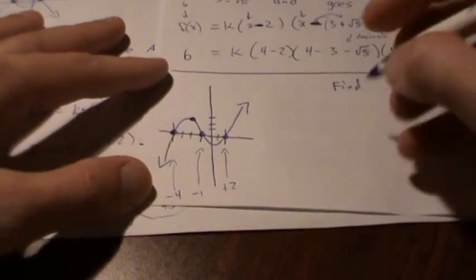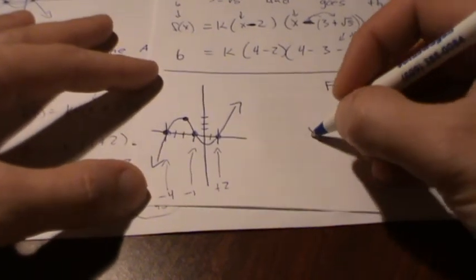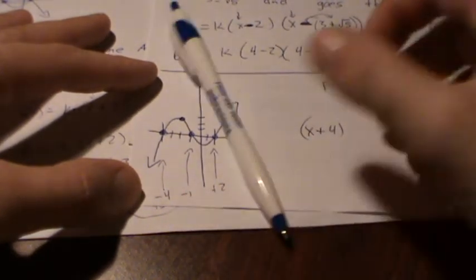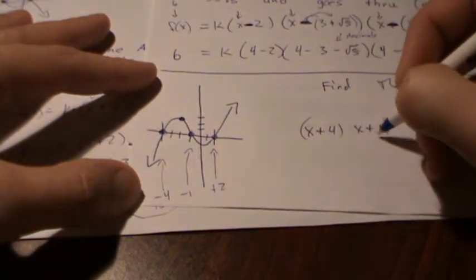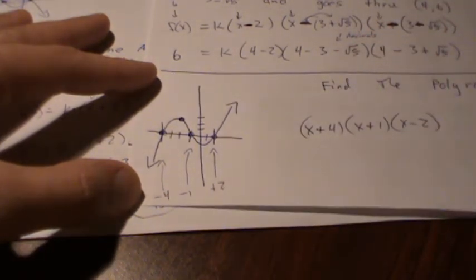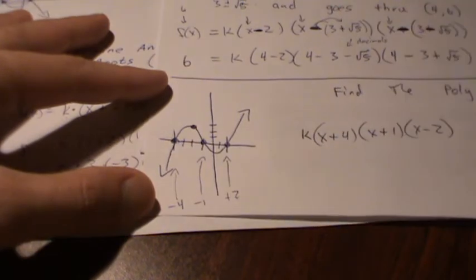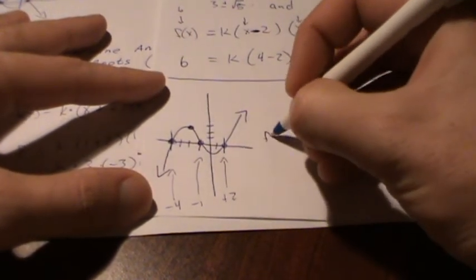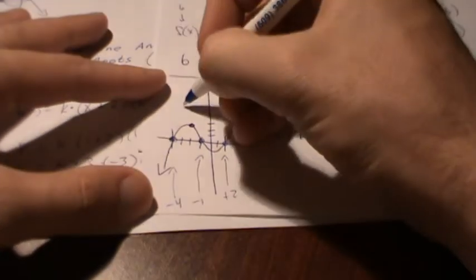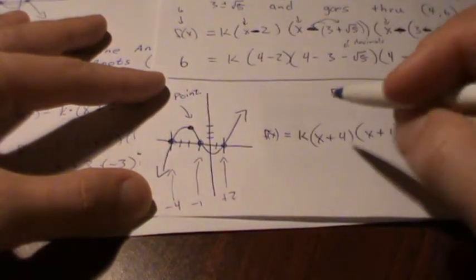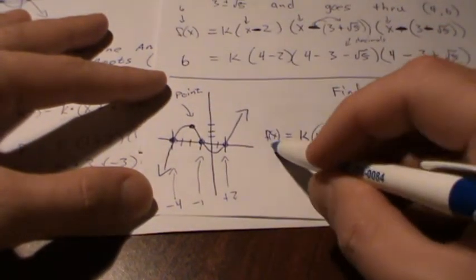And so I would set up my roots. Negative 4 would be x plus 4. Negative 1 would be x plus 1. Positive 2 would be x minus 2. Then I would put in my k value. And this is f of x. Now I would use this point for my x and my y here.